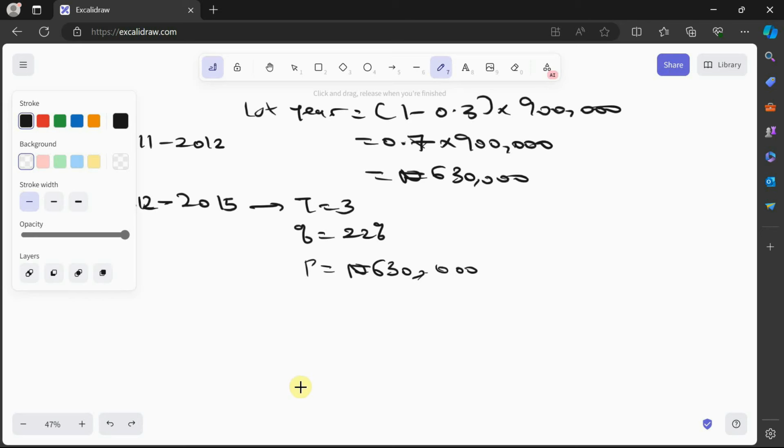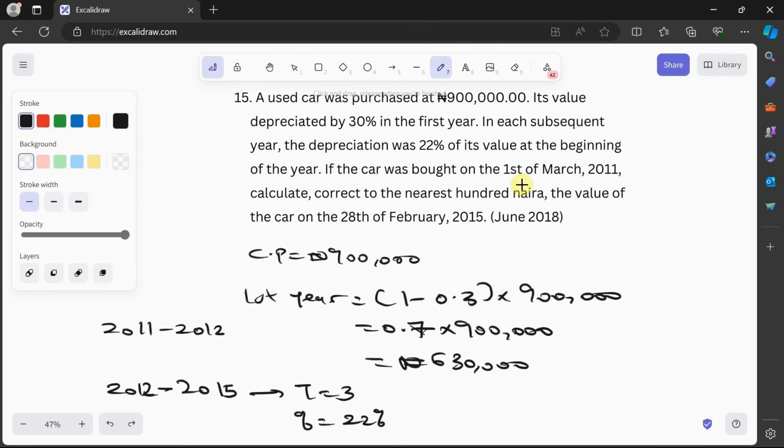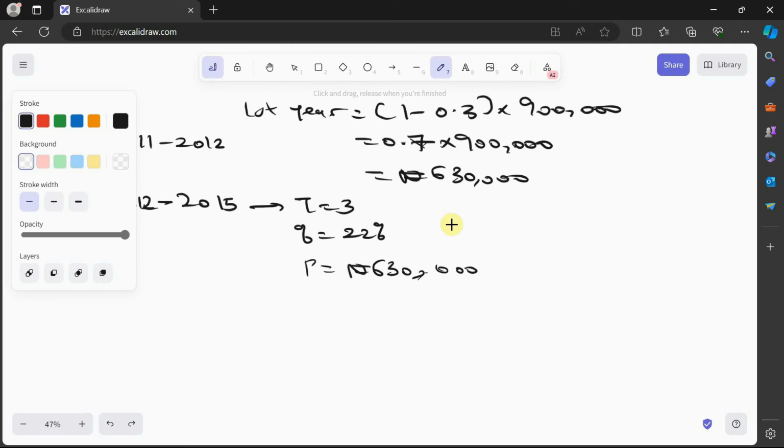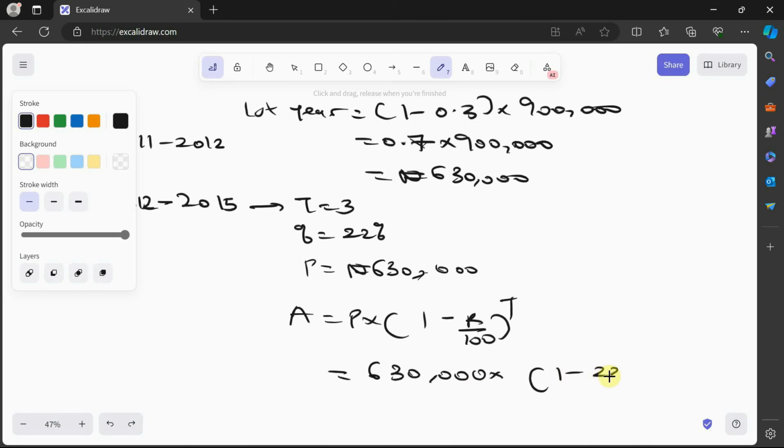So if you look at our formula that we did in, I think, the first video, or the second video, one of the two. So we can now find the value of the car. Okay, so that would be the amount. The formula for amount that we said was P times 1, because it's depreciation now, it's not plus, it's minus R over 100, raised to the power of T. That will give us the amount that the car will be worth. So we can say P is 630,000 times 1 minus R, which is 22 over 100, raised to the power of T, which is 3.